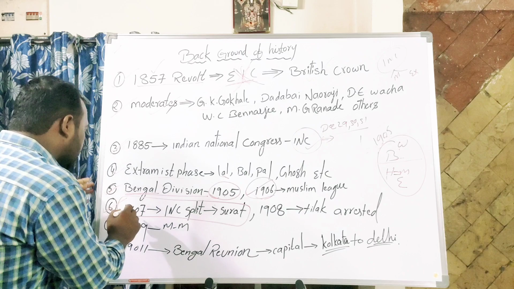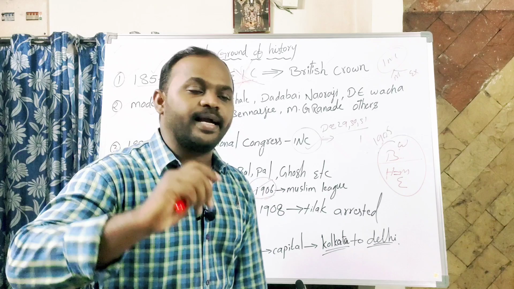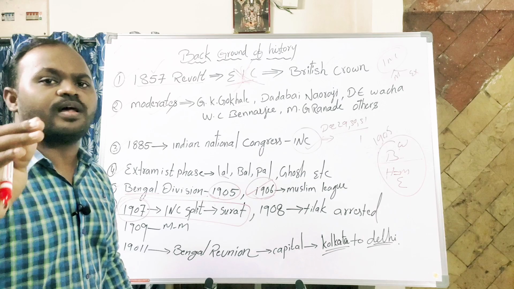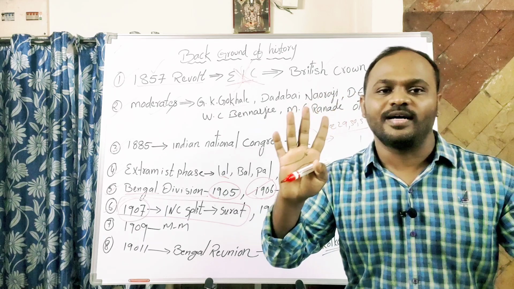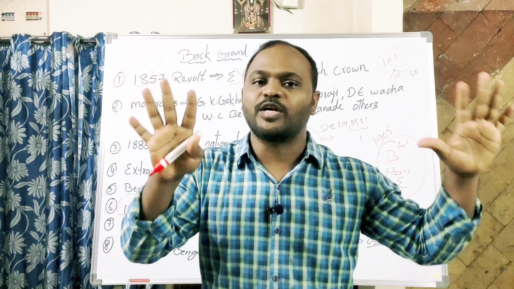in 1907, due to ideological differences between moderates and extremists. The moderates' ideology is very different from the ideology of the extremist or militant group. So when the ideologies are different, they cannot stay together for a longer time. Even in your personal life, whenever two friends' ideologies are different, or a couple's ideologies are different, they are never going to stay together for a longer time. The same thing happened here also. So in 1907, the Indian National Congress split.